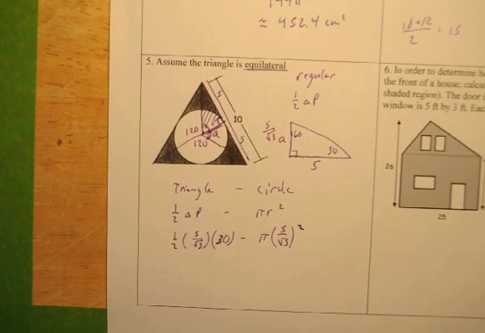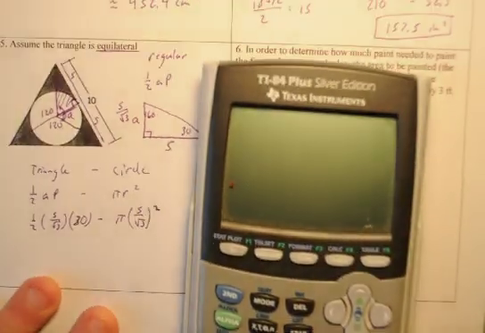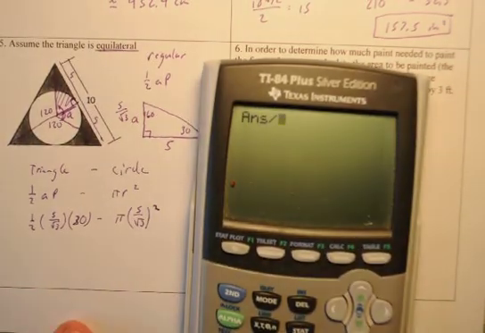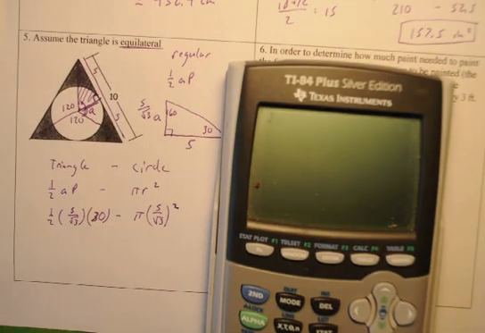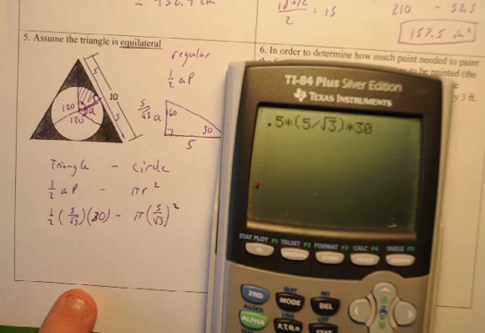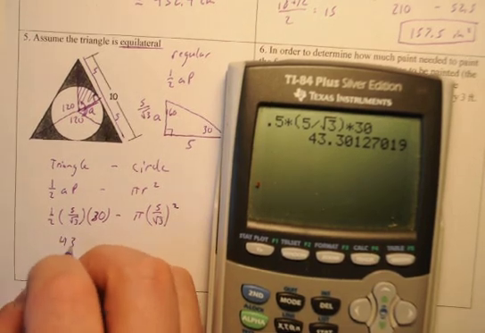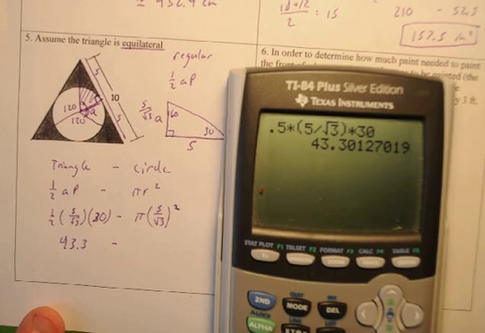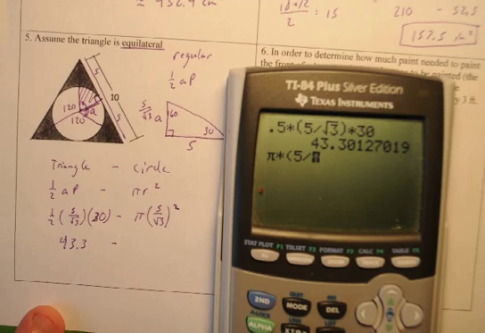Alright, so we can plug this all into our calculator. I'll go ahead and show that as well. So I'm going to do 0.5 times 5 divided by root 3 times 30. So you got 43 for that one. And then for the circle, that's pi times 5 divided by root 3 squared. Nope, not that one. Squared. Oh boy.